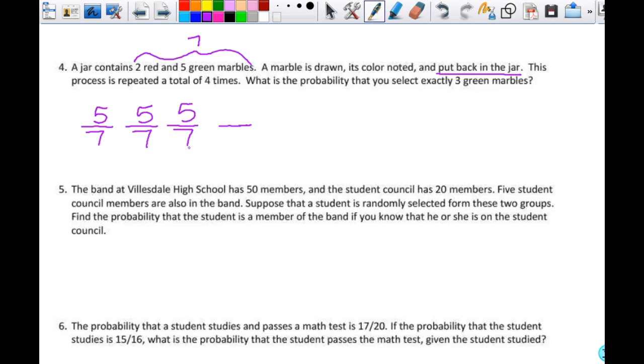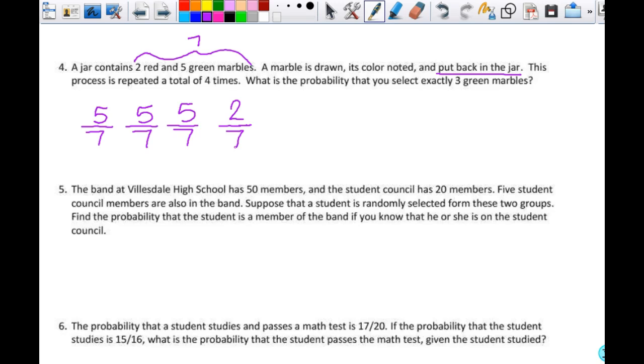Right. And so I only care about 3 green marbles. Can I stop here, use those numbers, and be done? No, because that would be the probability of getting 3 green ones on my first 3 tries. So there's 3 green ones. If the 4th one can't be green, it has to be what? Red, so that means it would be 2 out of 7.